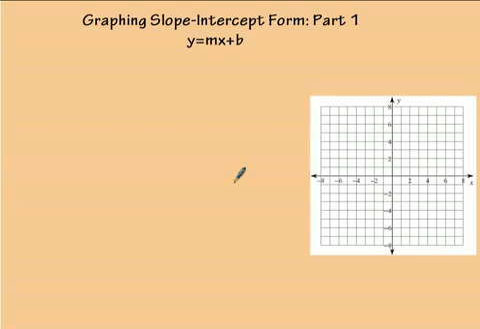Today I'm going to show you how to graph linear equations in slope-intercept form, and we're going to do that just by plotting points. They're linear equations because when you plot the points and you draw a line through them, they actually create a straight line. Also, the exponent of this variable x is just a 1.